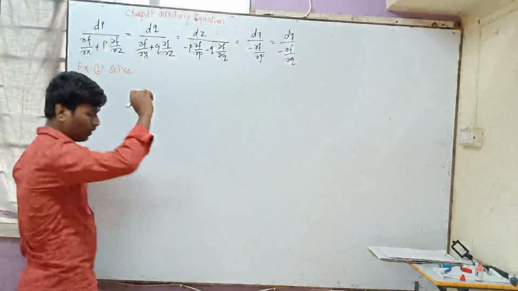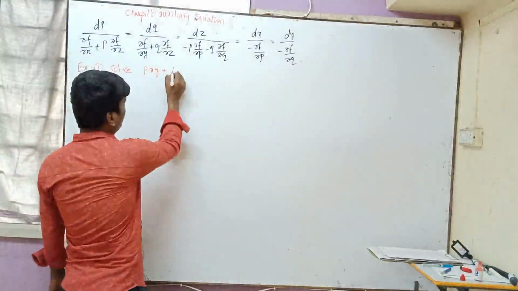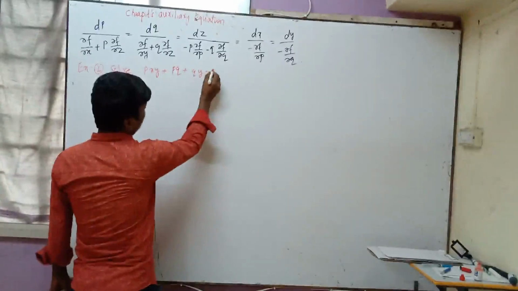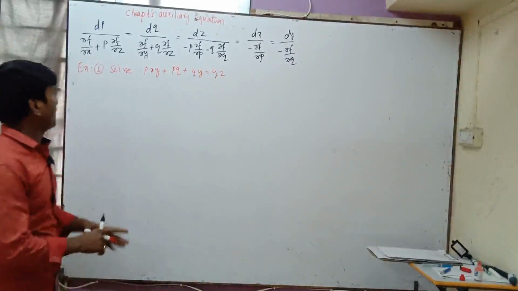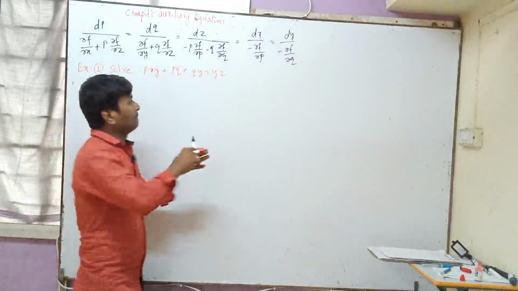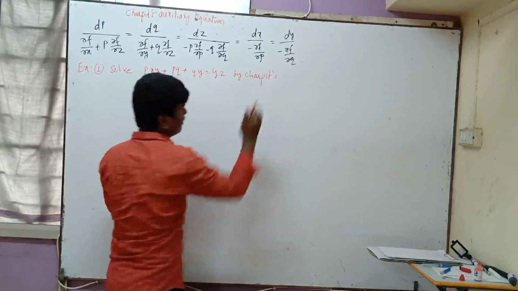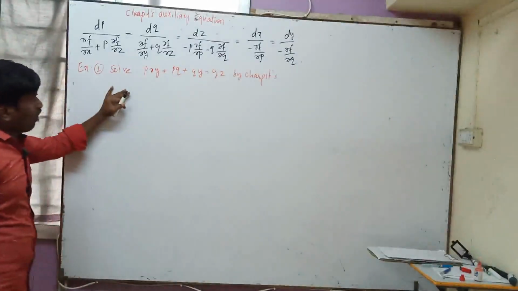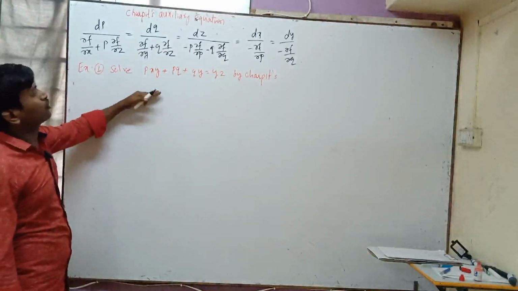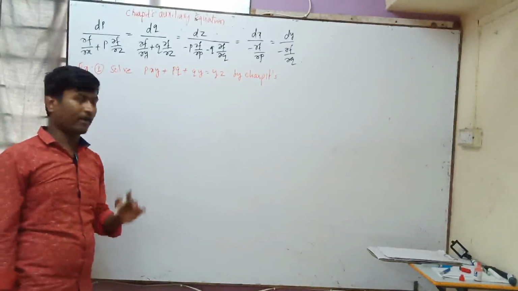That example is: solve pxy plus pq plus qy is equal to yz by Charpit's method. This is an important example, so you must concentrate on it. After getting the solution, you will know how to solve other examples. I will give some examples for your practice.